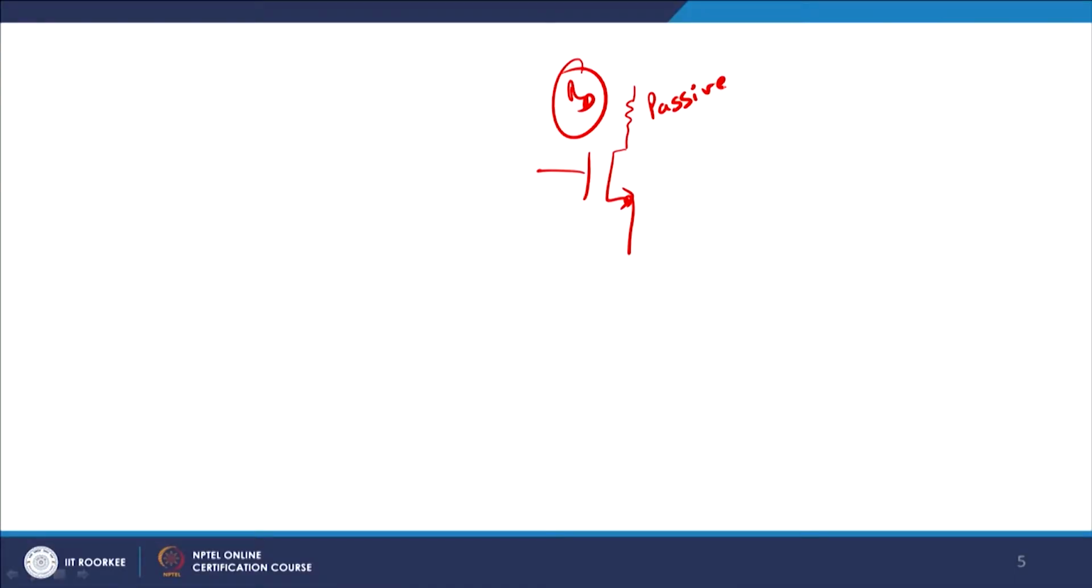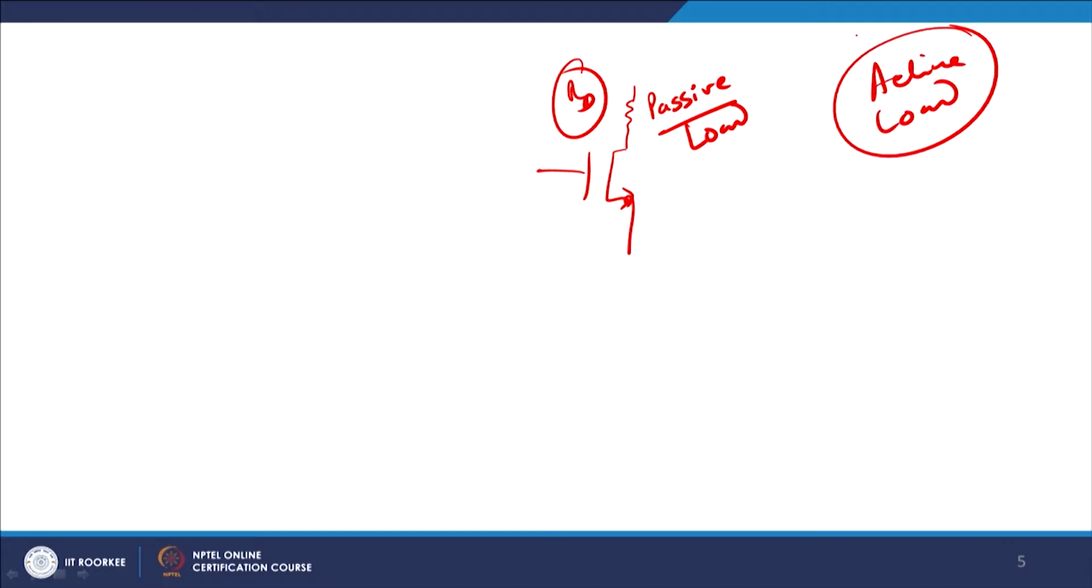if you go back to your previous discussions and understandings, you will see that we did have an RD here, remember we had an RD here. So, I have a voltage source, I have an RD here. Now, this RD is known as a passive load, because you are putting a resistance here, right. We also have what is known as an active load. Active load means a MOS device acting as a resistor.